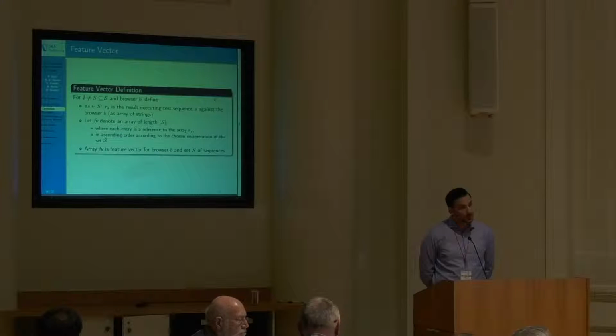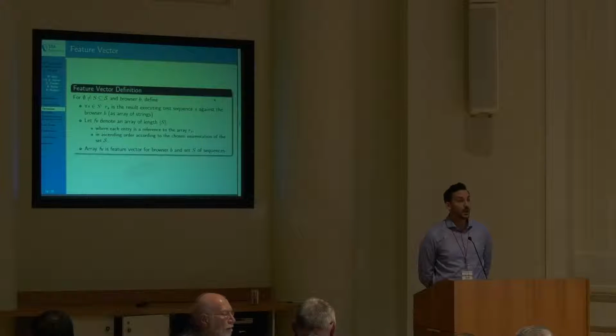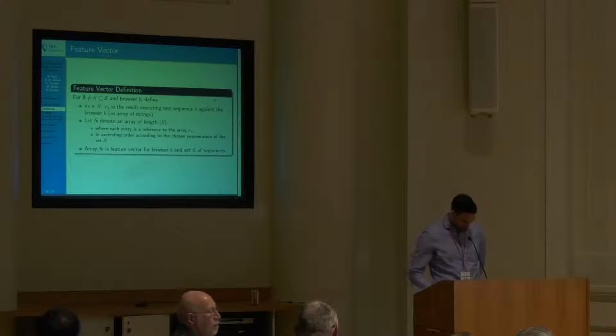Now, for our feature vectors in terms of behavior. For a given subset of sequences and browser, we take the result of executing the specific sequence against the browser, and then we combine all of these individual results in a bigger feature vector. So for all sequences, in our feature vector, we have a pointer to the individual array of results.